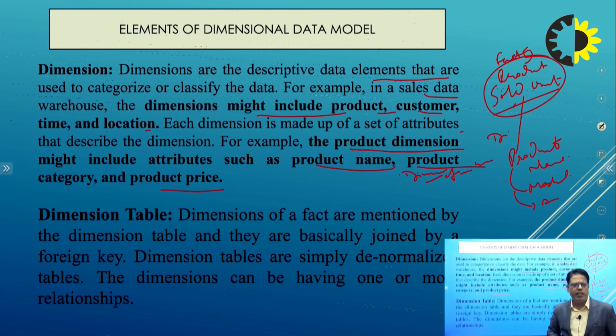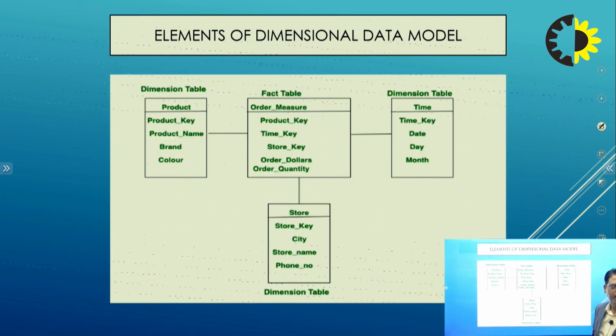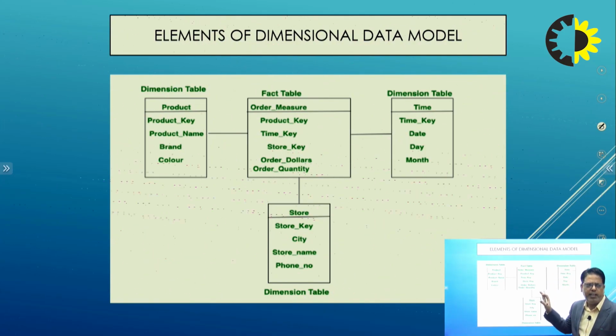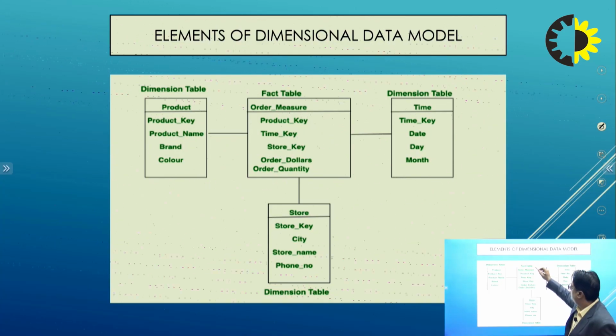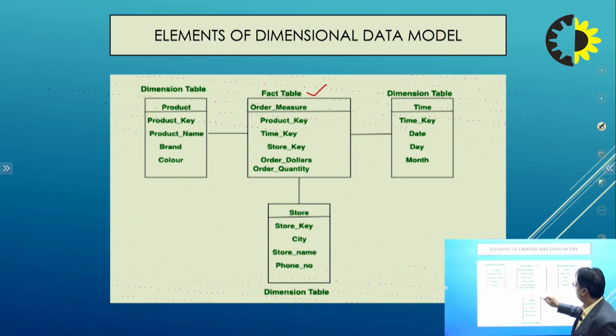And what are dimension tables? Basically, the dimensions of a fact are described by the dimension tables, and they are joined by a foreign key. Dimension tables are simply denormalized tables. A dimension can have one or more relationships. Now, these are the elements of the dimension tables. This is the structure of a fact table and dimension tables, as used in data warehousing architecture and schemas. This table is known as the fact table, and these all are the dimension tables.